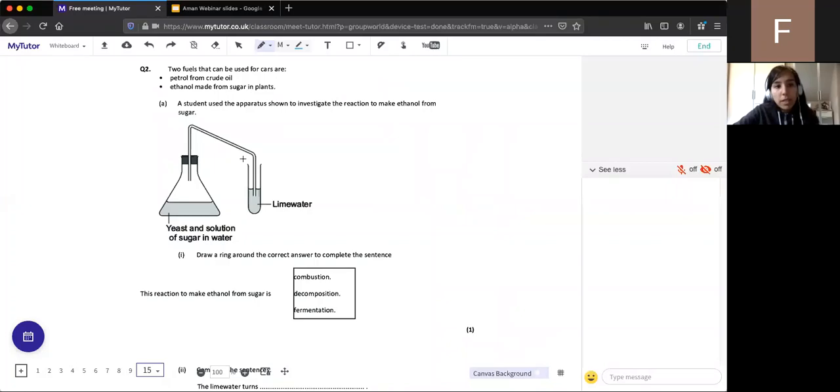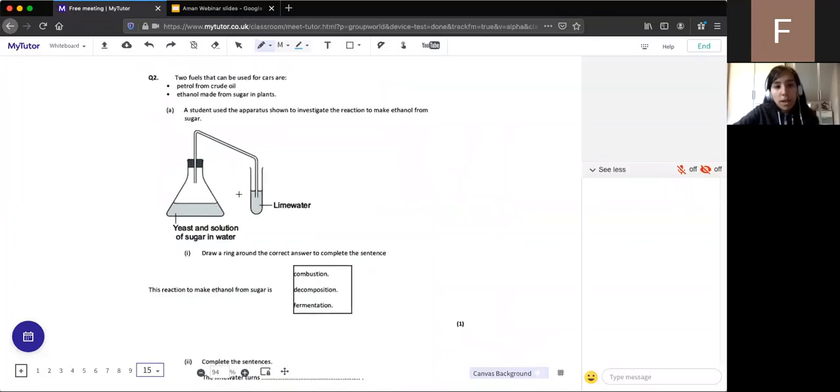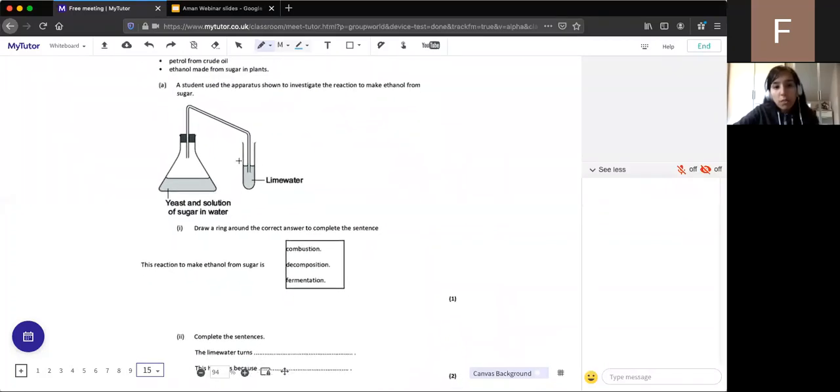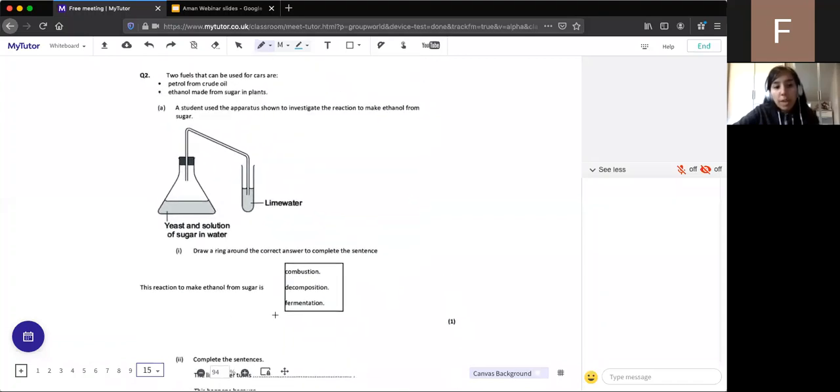Okay, this is now an Edexcel question. The reaction to make ethanol from sugar is known as what? Combustion, decomposition, or fermentation? What do we think? I'll just wait for a couple more answers.